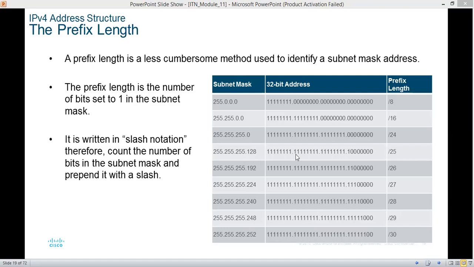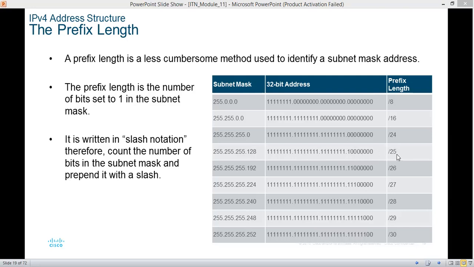Now if you're interested in a smaller number of hosts, you know, hosts are zeros, while ones are network. So here you have 255.255.255.128. And when you convert 128 to binary, you have 10000000. So when you add all the ones together, you have /25.